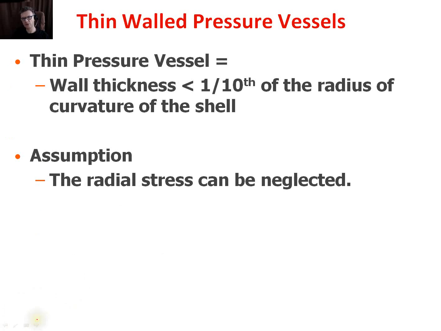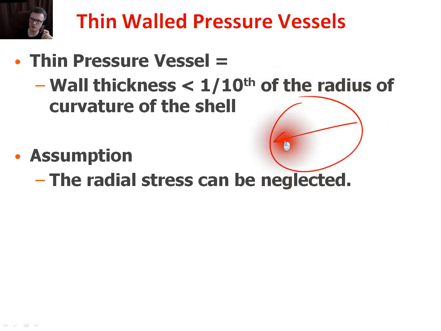So a thin-walled pressure vessel is where the thickness is 1/10 of the radius of curvature. So if I've got 1/20th, got my diameter there, then I'm going to take 1/20th of that, and I need to have my thickness less than that value. And so it's falling into plane strain. We're assuming that there can't be any radial stress going off in that direction.